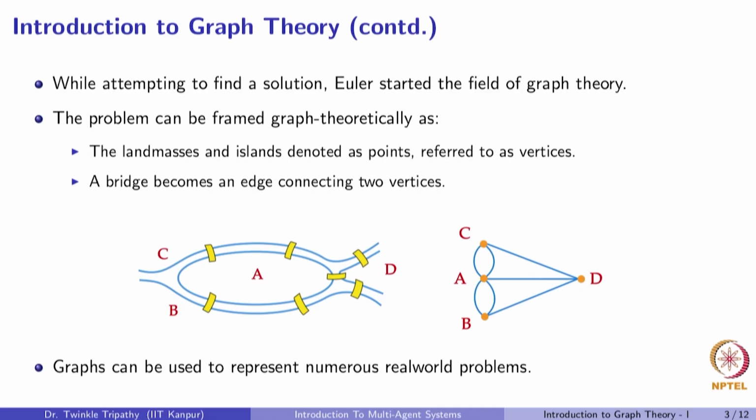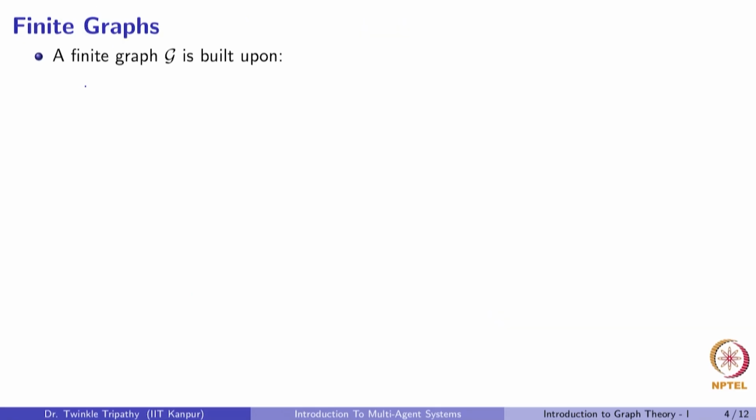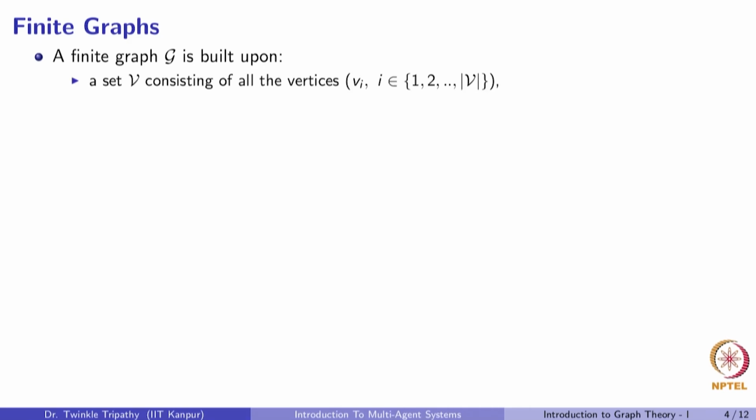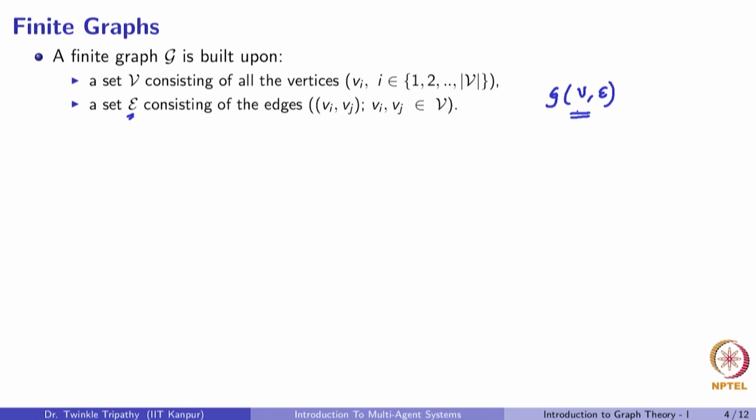So let's try to see that. So formally, what is a finite graph? A finite graph denoted as G is built upon first by a set V which consists of all of the vertices in the graph, where we denote any ith vertex by the notation Vi. The second thing that it consists of is the set E. What is the set E? It is simply the set of all the edges in the graph. Now, any graph G is always defined in conjunction with the two sets V and E.